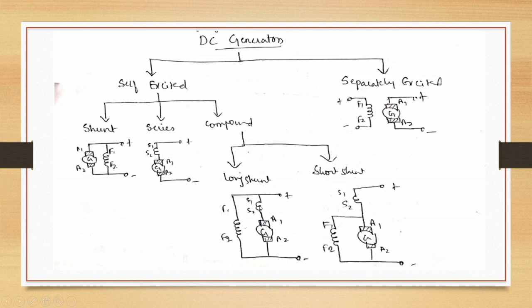The number of turns on the series winding will be lesser because it supplies more current, and its resistance is also less, whereas for the shunt field winding resistance is more, current is less, and the number of turns is more. To show the difference between series and shunt, we represent series by S1, S2 and shunt by F1, F2. So: long shunt, short shunt, series, shunt, separately excited.